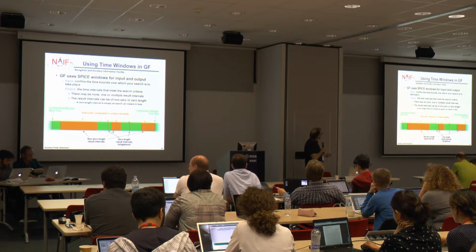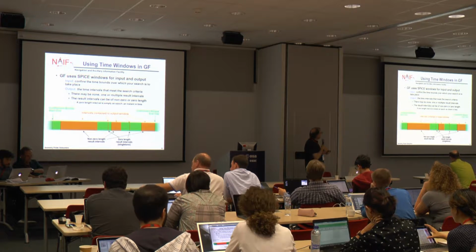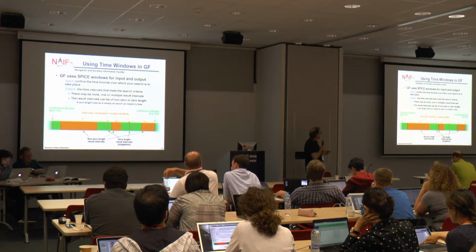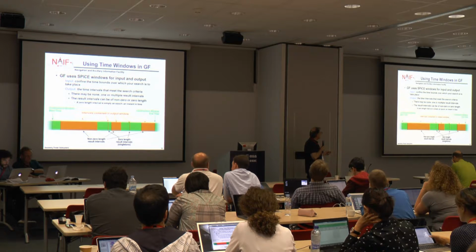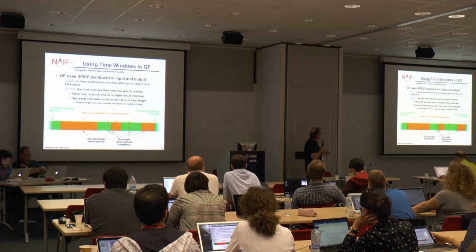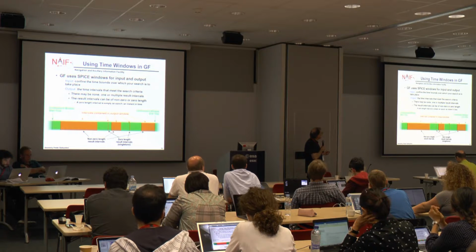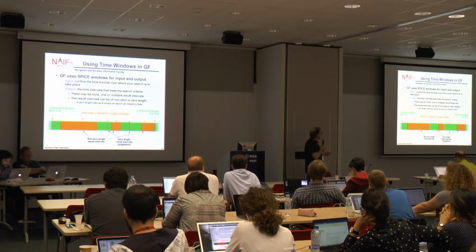Let's just go on. Again, GF uses Splice windows for input and output. Input confines the time bounds over which your search is to take place. And just to emphasize, we're talking about time bounds, but in fact, input is in many cases a real window with multiple intervals. It's not just a single interval. On output, you have the time intervals that meet the search criteria. There will be none, one, or multiple result intervals. Result intervals can be of non-zero or zero length. A zero length interval is simply an epoch, an instant in time.